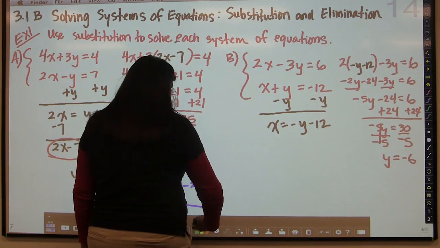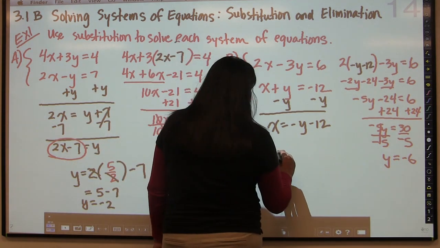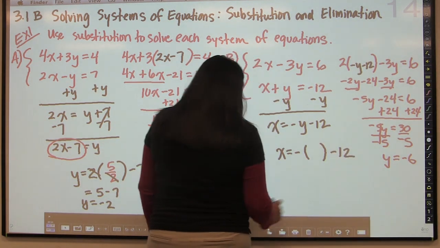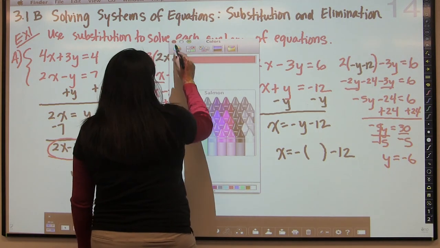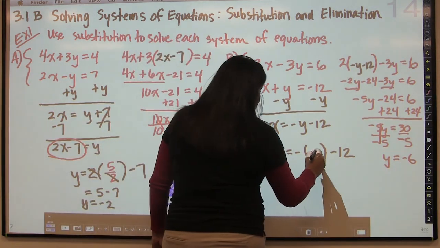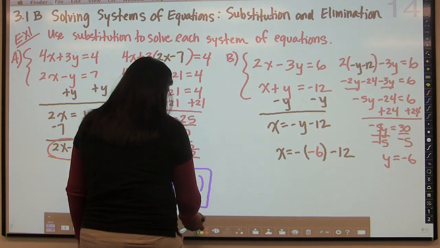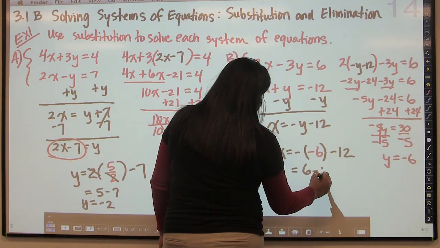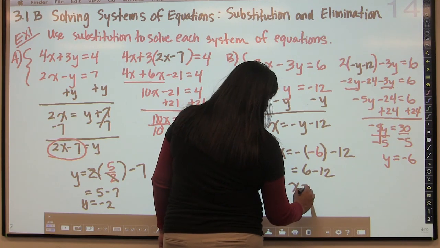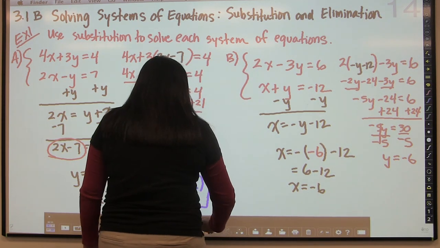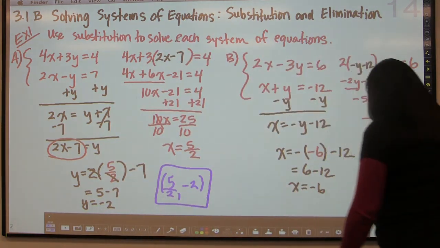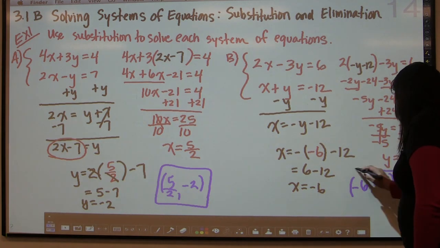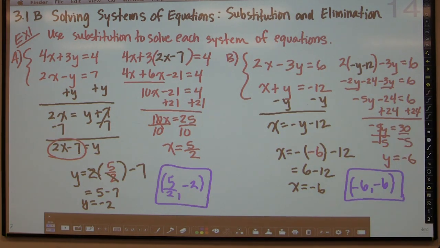Once we have figured out what y is, we come back to our x, and x equals negative y minus 12. And since we just learned that y equals negative 6, we replace that there. And then negative times negative is positive 6 minus 12, and so then x also equals negative 6. And then the last step is to write our answer as an ordered pair, x coordinate going first, y coordinate going second. In this case, it doesn't really matter because they're the same coordinate. So there you go, and that's how you do that.